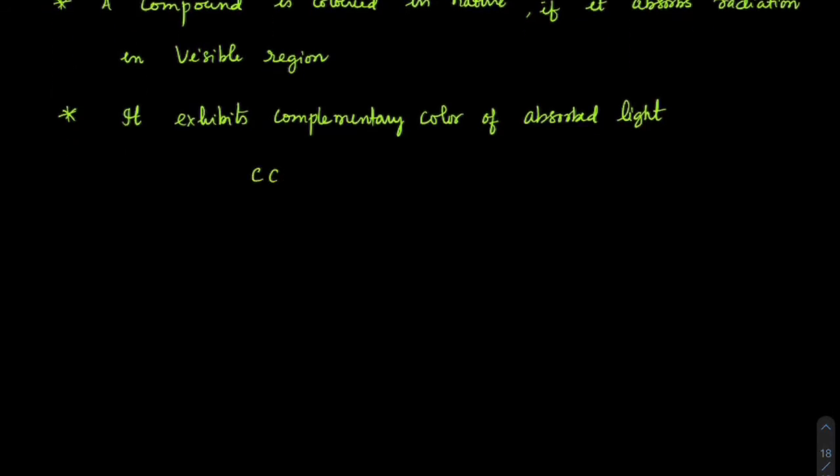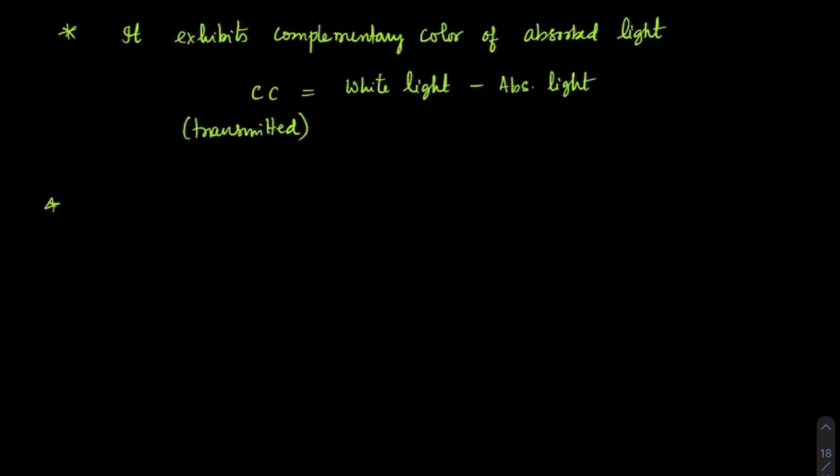And the complementary color will always be equal to white light minus the absorbed light. Complementary color in books is also given as transmitted color or transmitted light. Okay, there are certain rules about electrons, how which type of transition usually takes place. So, rules of electron transition.